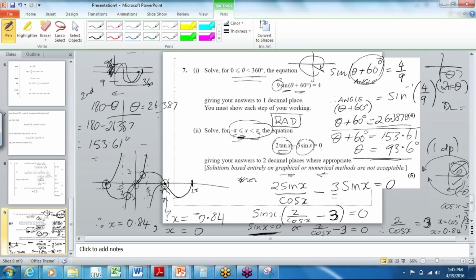You've got the graph. You've got this value 0. You've got that value here of 0.84. And you've got that value of negative 0.84. And you can see the picture of where the graphs are at the same place. And that's all we've got time for today.